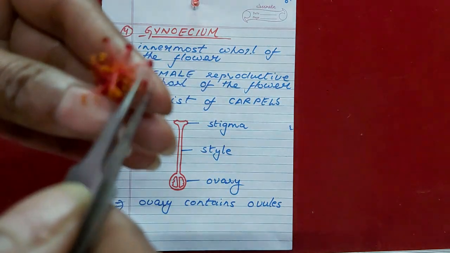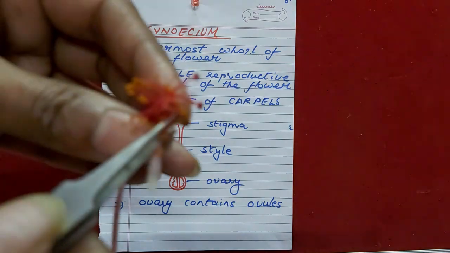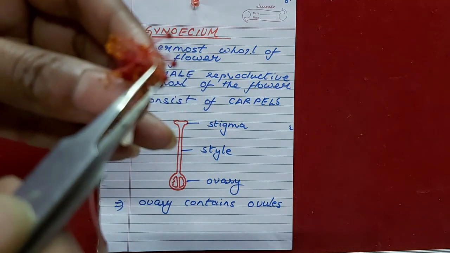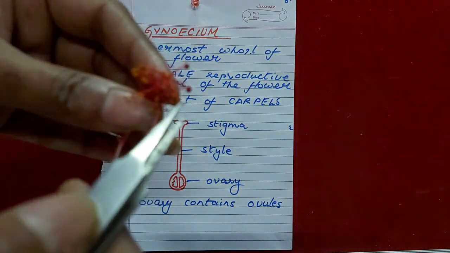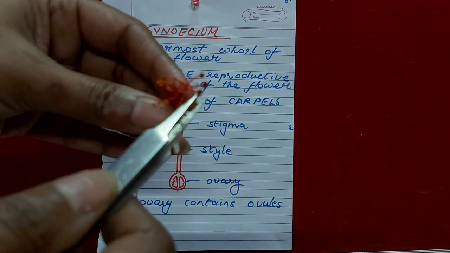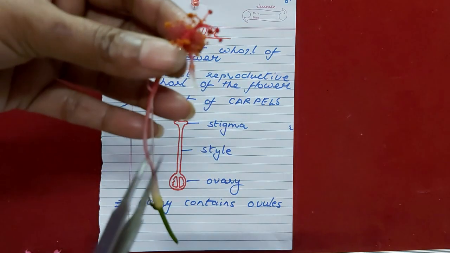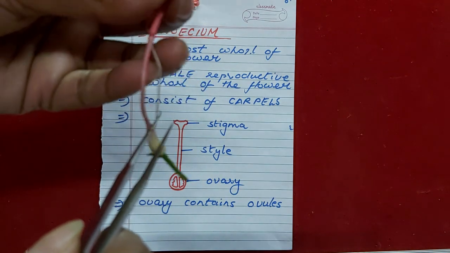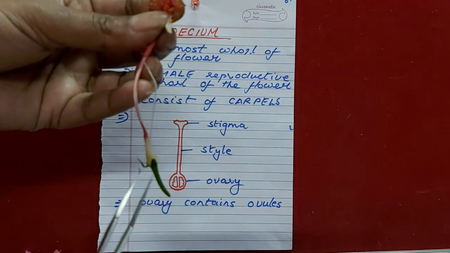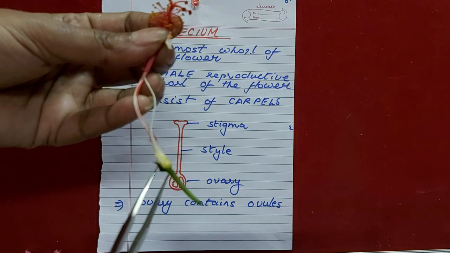Stigma is over here. See this one? This red colored, red knob-like structure is the stigma. This long tube-like structure, white one, is the style, and the swollen basal portion is the ovary.